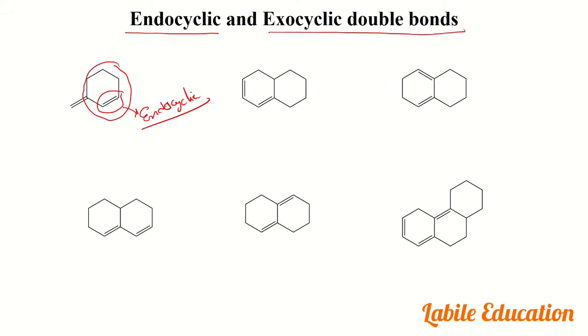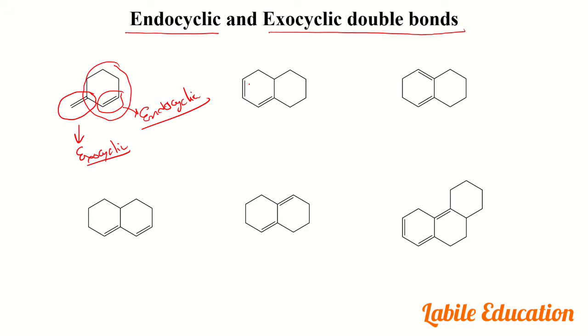Both are in the ring. So this is the endocyclic. And here you can see this is the exocyclic. This is outside of the ring. So this is exocyclic. Either you can say that this is out of the ring, or you can say only one carbon is part of the ring, another carbon is not part of that ring. Or you can see this double bond is opening out of that ring. So this is outside of the ring, so exocyclic.